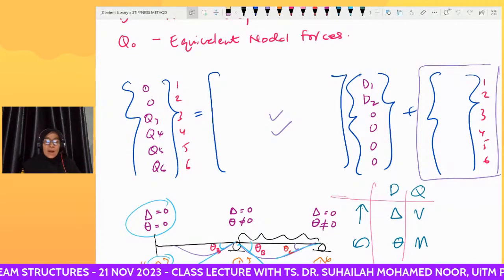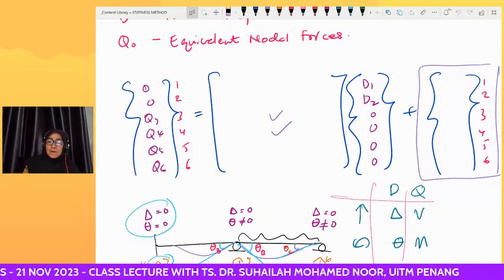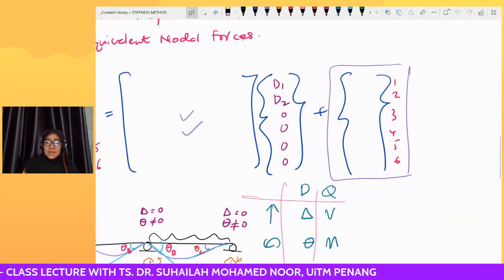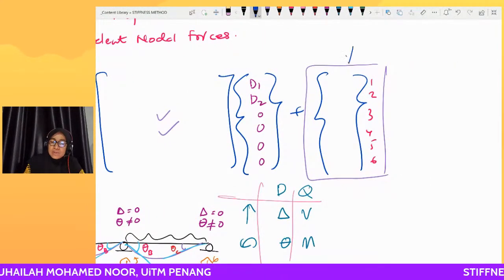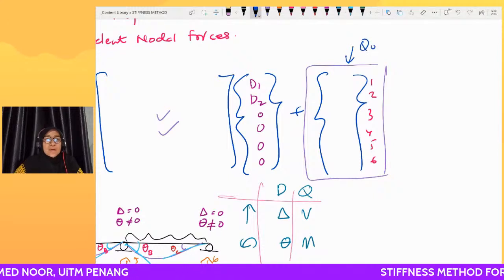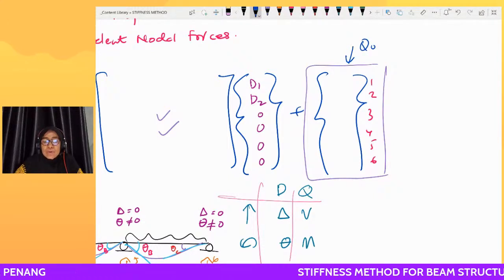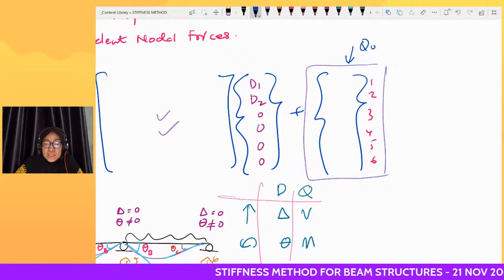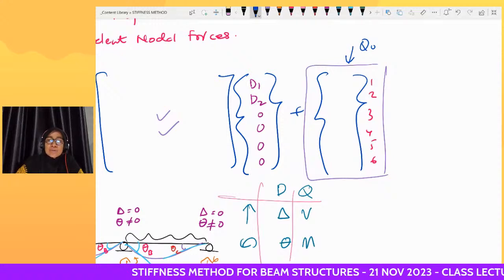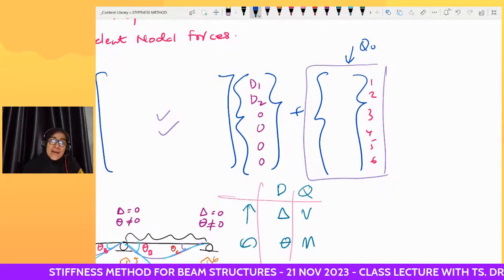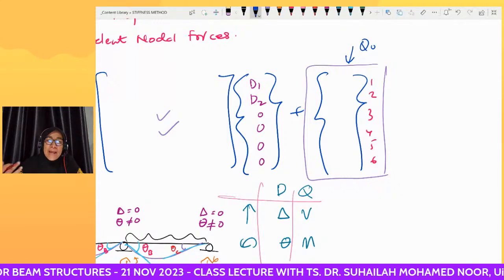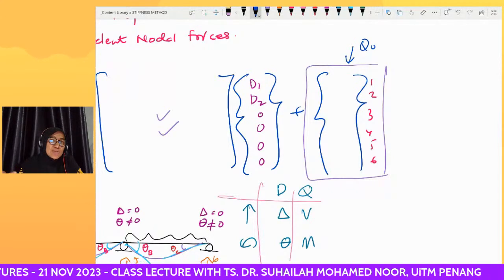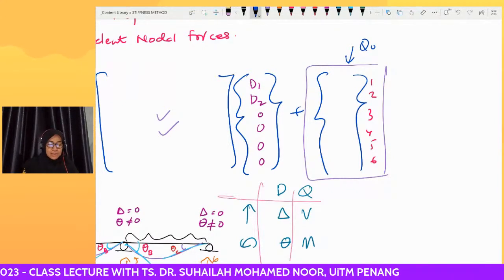And now we are going to focus on Q naught. This is Q naught. There are six values based on six positions. So we have to analyze this from the element equivalent nodal forces, in total.